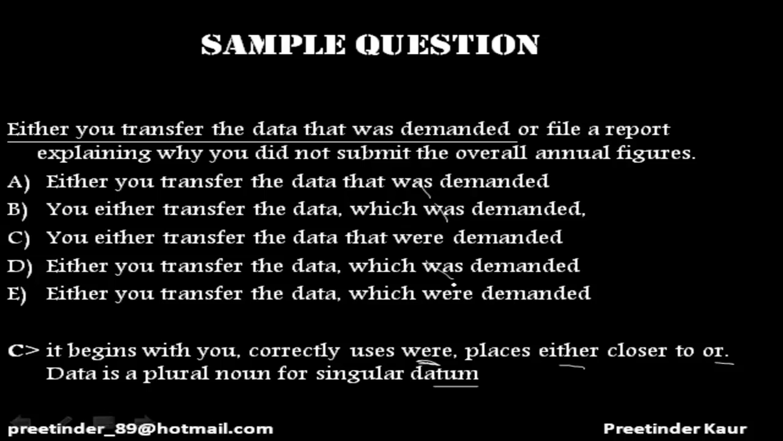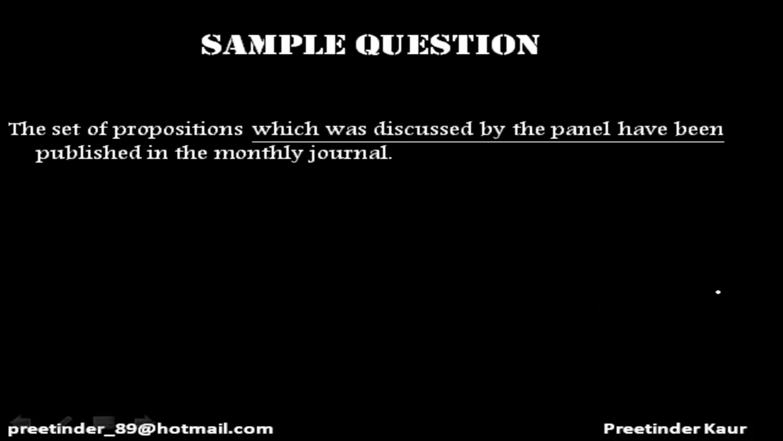So A, B and D are wrong because it's using data with was. It should be data that were demanded or which were demanded. So it will be C. You either transfer the data that were demanded or file a report explaining why you did not submit the figures. So let's move to the next sample question.